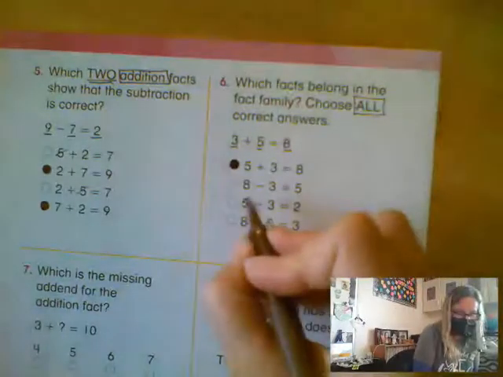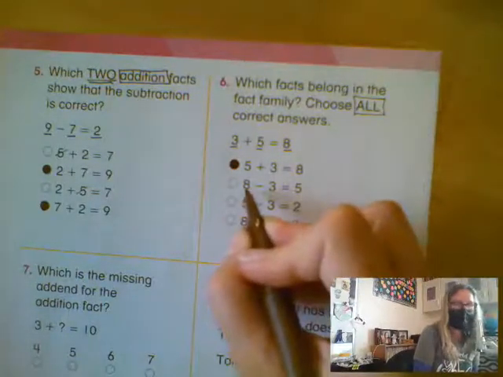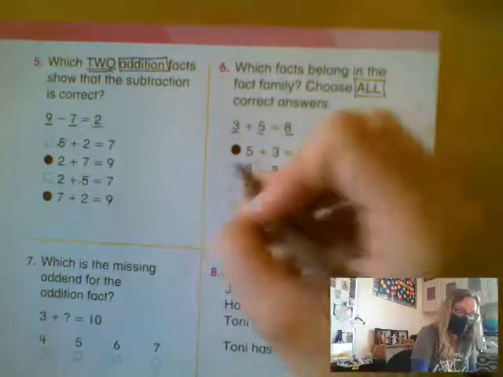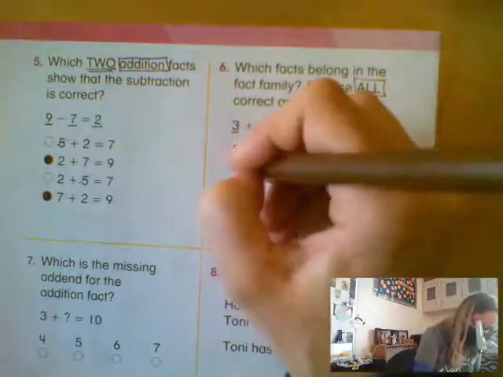Okay, for this one, do I have a 3, a 5, and an 8? Is it true? If I have 8 and I take away 3, will I have 5? Yeah, so that one fits into the family. You can fill in that bubble.